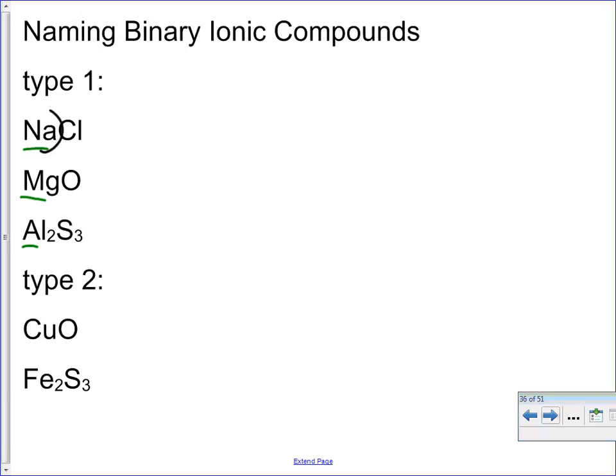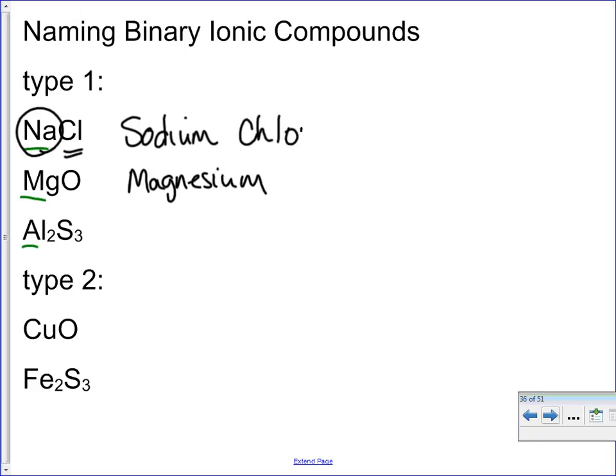If the first element is a type 1 metal, you just name it. So the first name of this one would be sodium. The first name of Mg would be magnesium. But then for the second one, I know that Cl is chlorine, and we change the ending to chloride. The second element in a binary ionic compound is a nonmetal. I call it a well-balanced meal. You have something from the metal side and something from the nonmetal side. So magnesium is the metal, just name it.